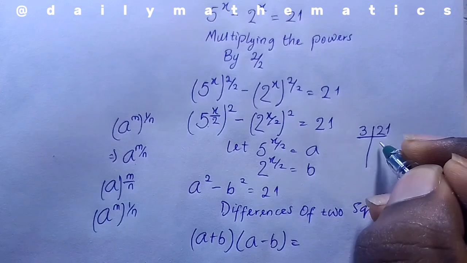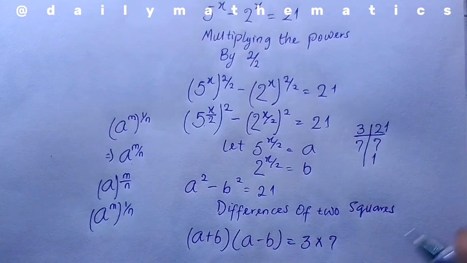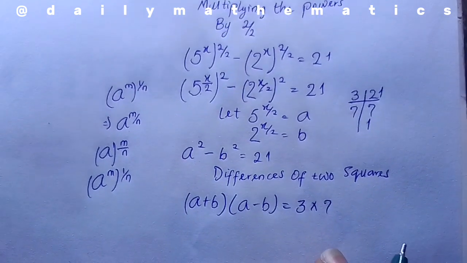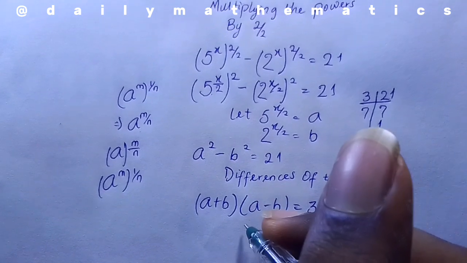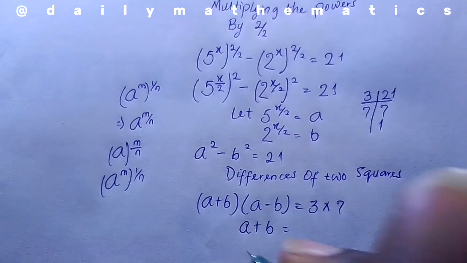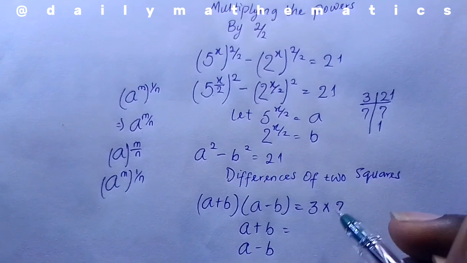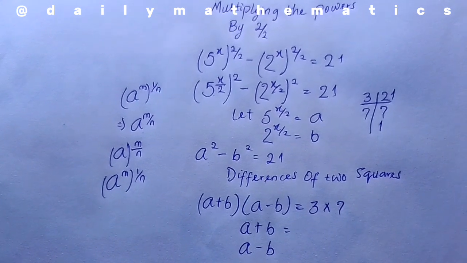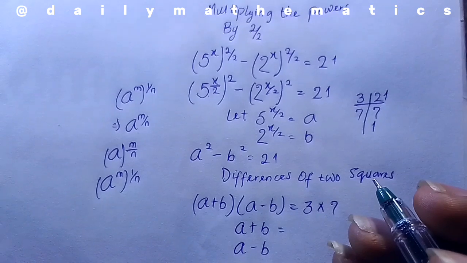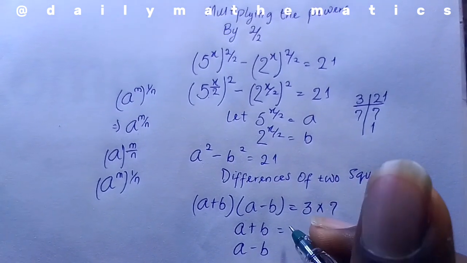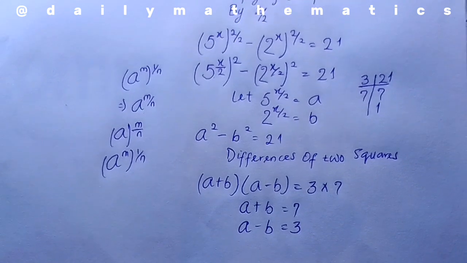21 divided by 3 gives us 7, divided by 7 gives us 1, so it is 3 times 7. So from here we are going to equate. We have two equations: a plus b and a minus b, which split into two equations equal to the numbers after the equal sign. a plus b is the bigger one, so we equate it to the bigger term, 7, and a minus b we equate to 3. So from here we have what?